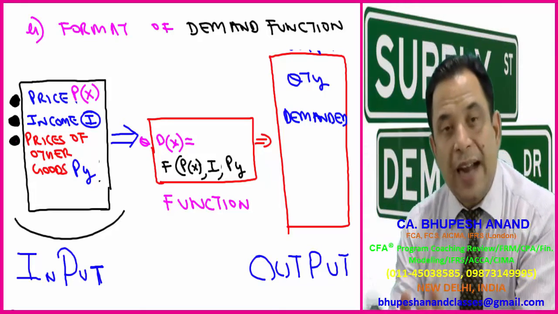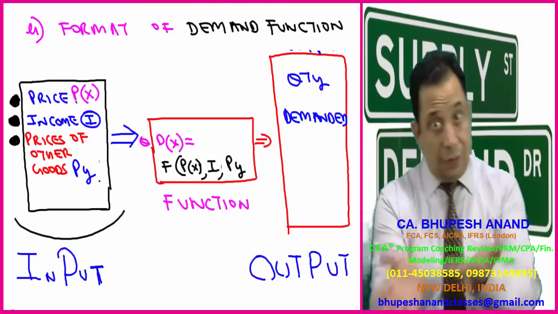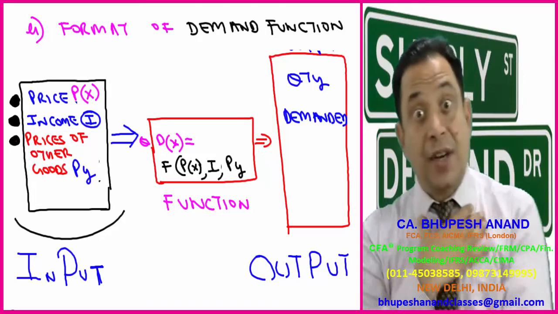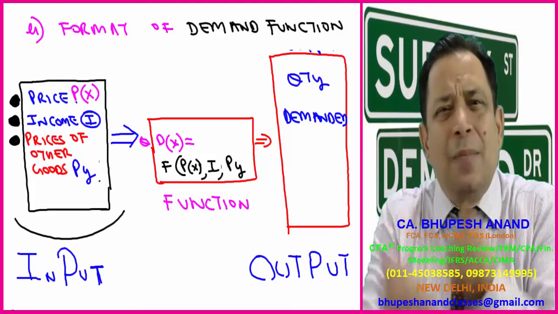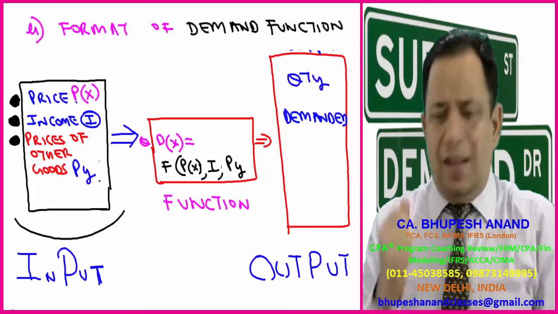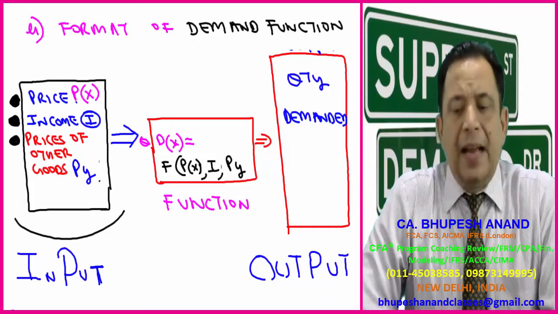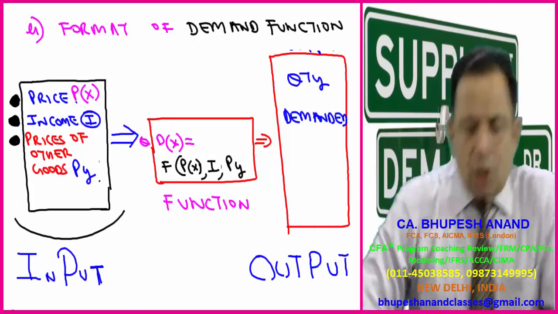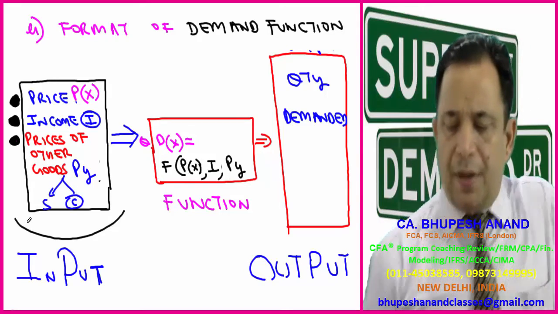Please prepare this flowchart. I have prepared it for you and I have PPTs on this, and I have shown you the PPTs, but my point is that please draw it by hand. Then only will you get a better intuition. So first is input: price of a product, income, price of other goods. When I say other goods, it means substitutes and complementaries.